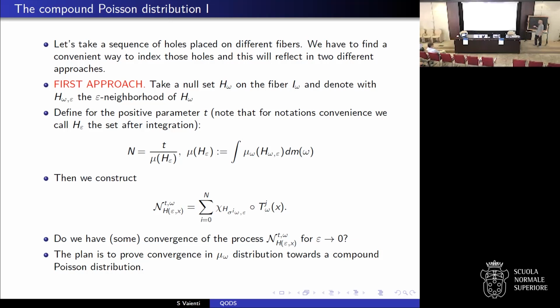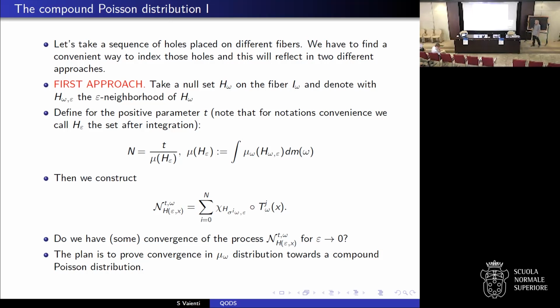So first I choose the hole, I put the hole on the fiber, I take the average of this hole, and I fix the time n, where t is a positive parameter. And then I construct this sum. So in this first approach, the holes are chosen, fixed, and then it defines the time I look into the process. And then, as I said to you before, I want to know what happens when the size of this hole goes to zero. This is the first step.